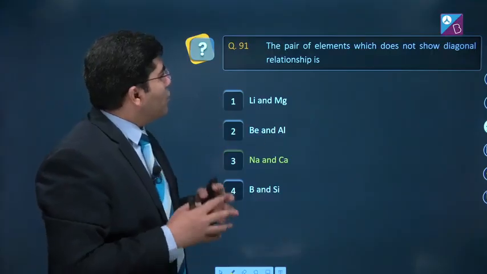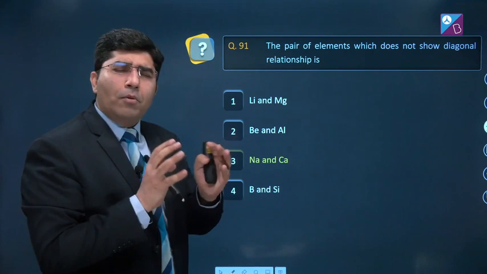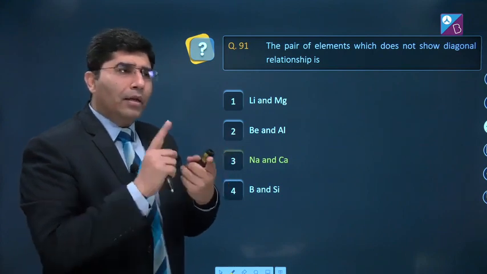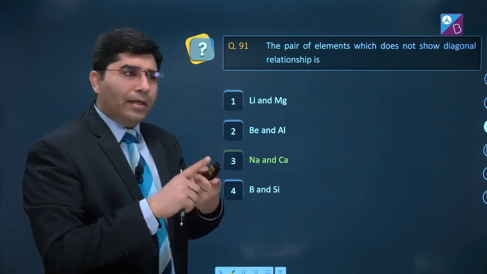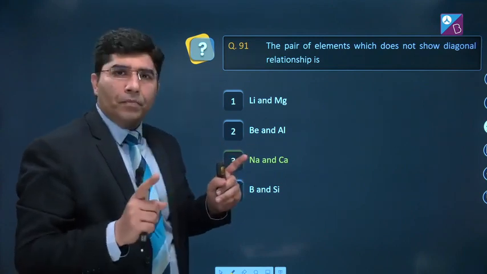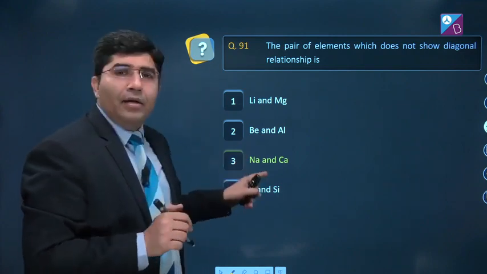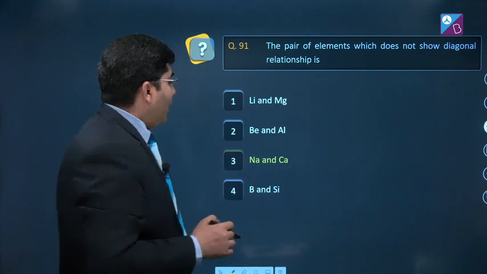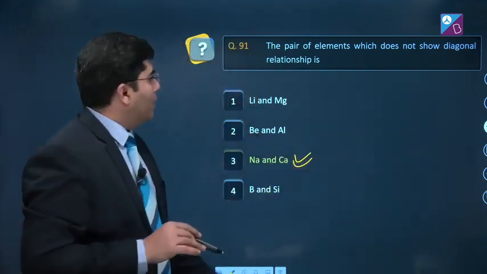The pair of elements which does not show diagonal relationship. Now when we talk about the diagonal relationship, that is lithium and magnesium, right? It is boron and aluminum, right? Then we talk about boron and silicon. We never talk about sodium and calcium, so this will be the answer, right?